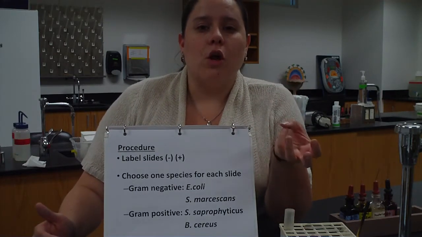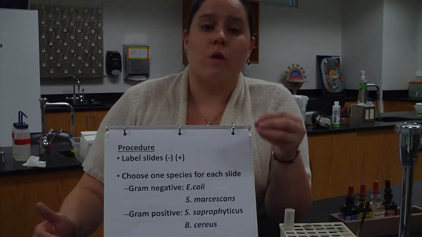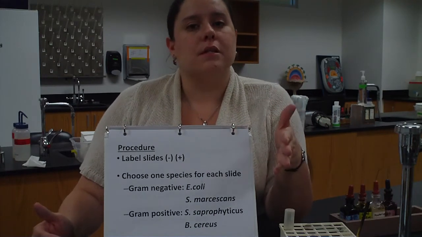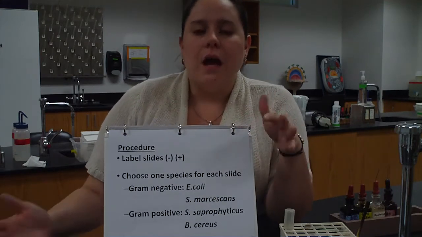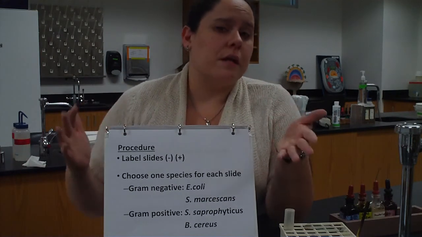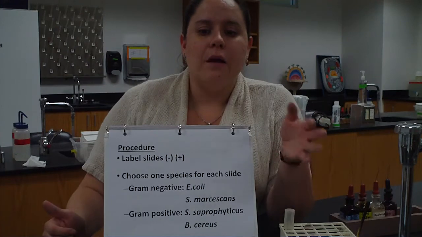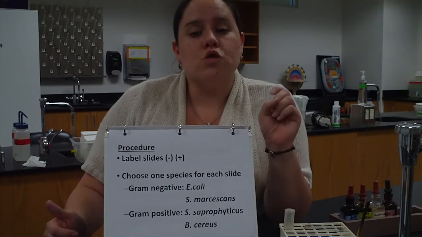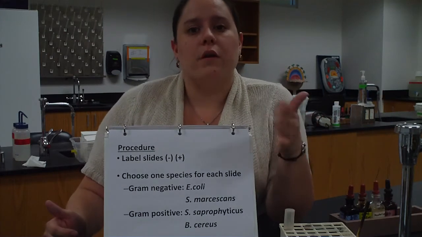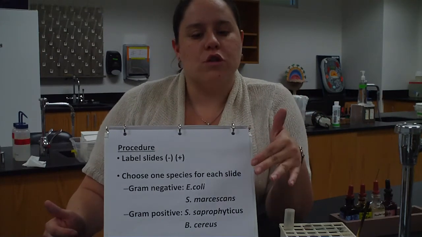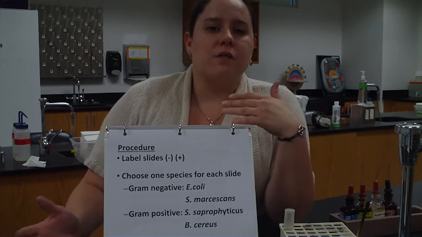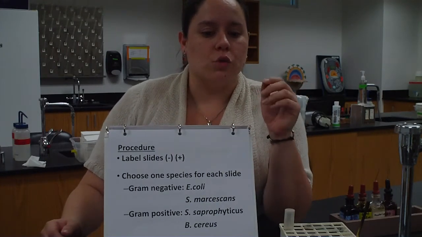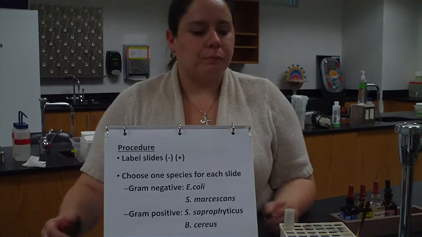You'll likely have E. coli and Serratia marcescens as your gram negatives, and then Staphylococcus saprophyticus and Bacillus cereus for your gram positives. These bacteria might change a little bit depending on what you have available in the lab, but we're likely going to be using these 4 different bacteria. So you're going to choose one of the gram negatives and one of the gram positives. So either E. coli, Serratia marcescens for the gram negative, saprophyticus or cereus for the gram positive. So choose one of those 2 for each slide.